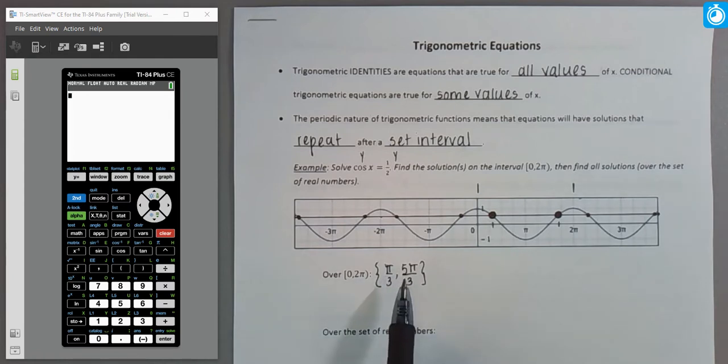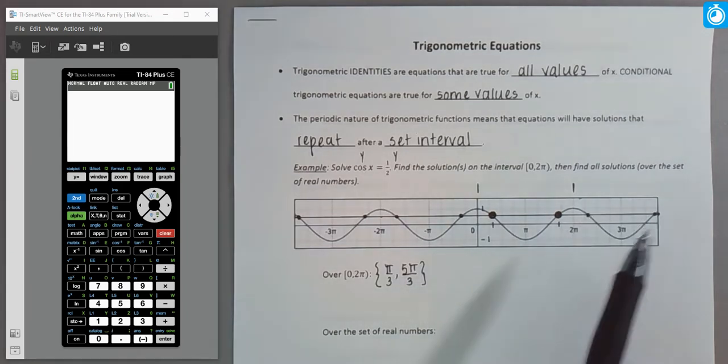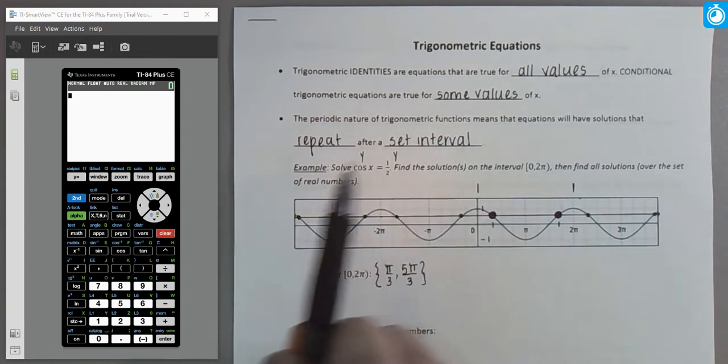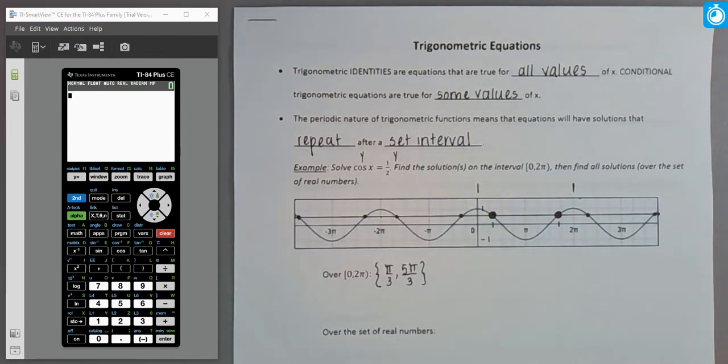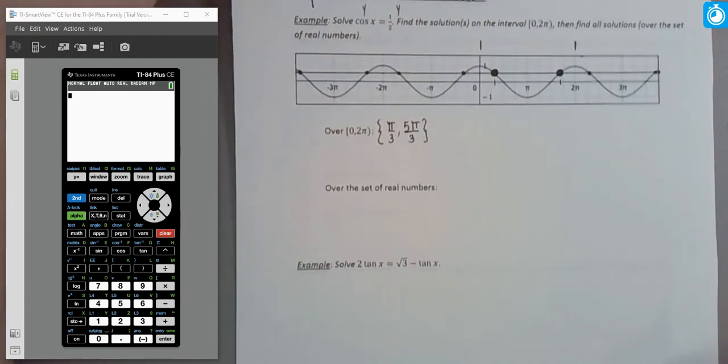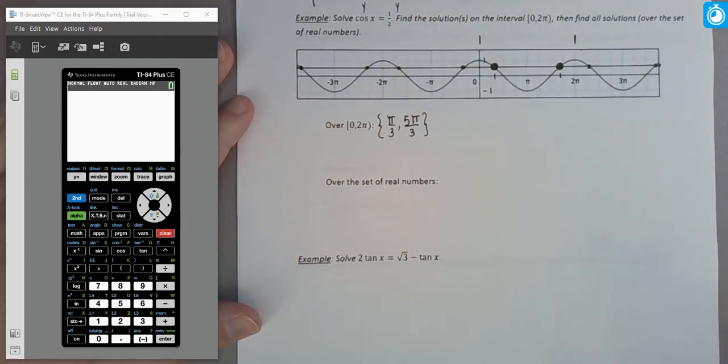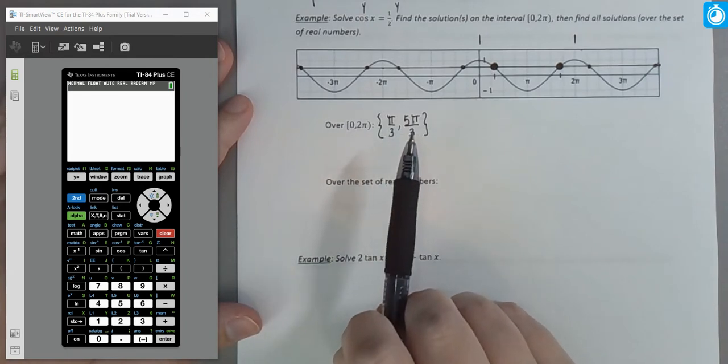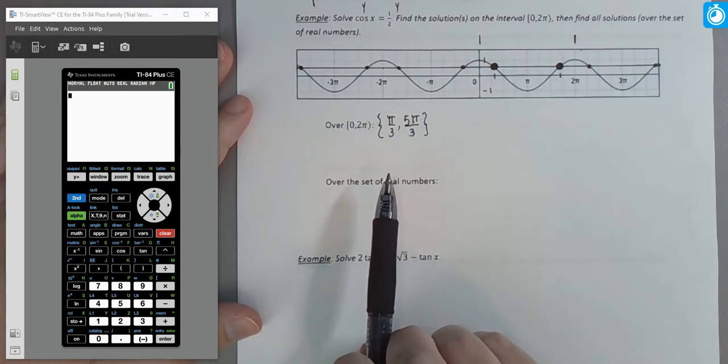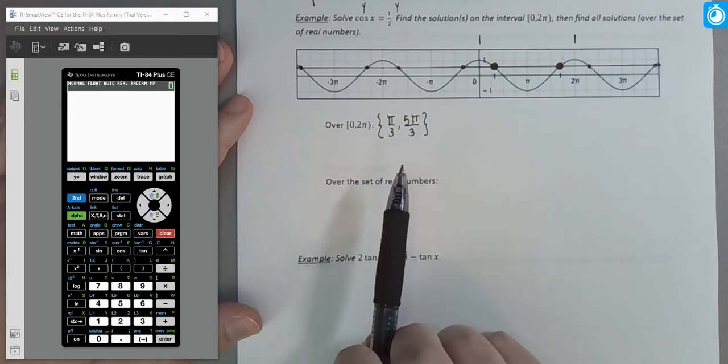Now from these two basic solutions within that first rotation around the unit circle starting from 0, again we can generate all other solutions, ones we encounter in the positive direction as well as ones we encounter in the negative direction. Just recognizing that every solution is related to the ones before it by an additional rotation around the unit circle, either in the positive direction or in the negative direction. So if we want the solution over the whole set of real numbers, essentially what we want to write is a formula for generating the coterminal angles for pi over 3 and 5 pi over 3.